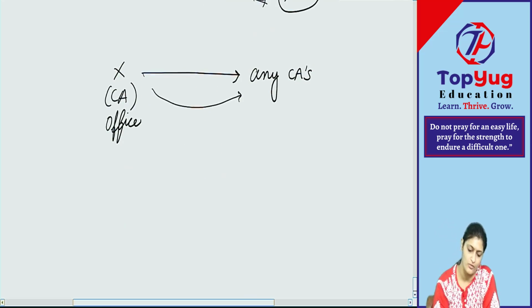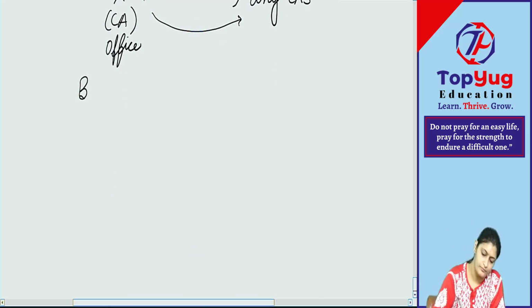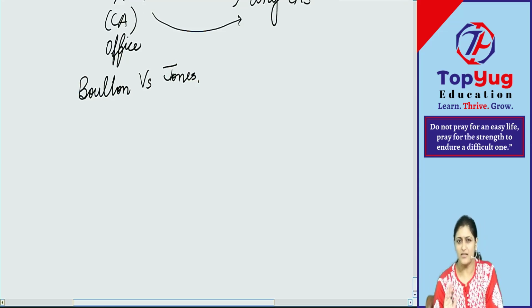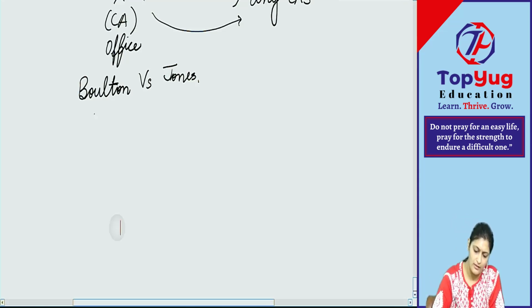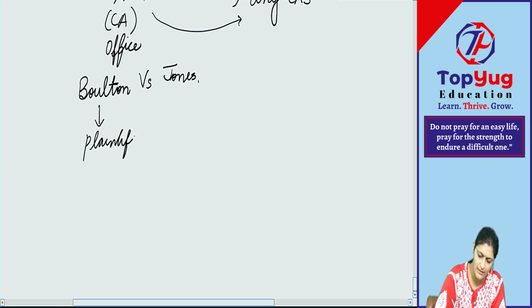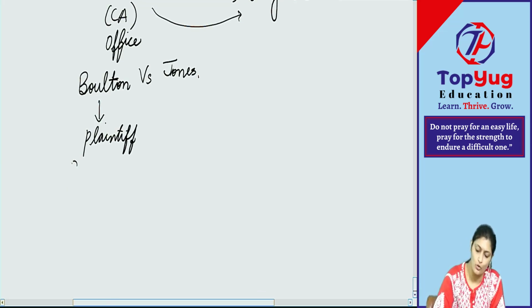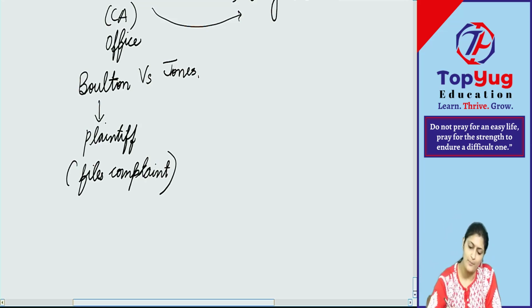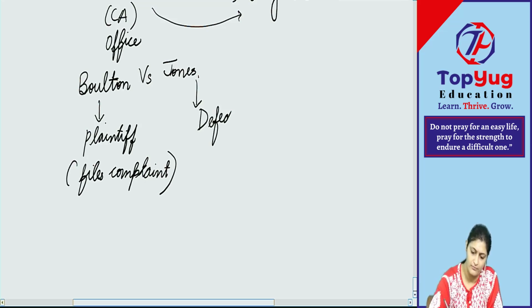Everybody, there is a case law for this also. Just we'll discuss the case law. Bolton versus Jones. See, generally I'm just telling you this for your information. Whenever there's a case law given, the first party is the plaintiff. This party is known as what? Plaintiff. Plaintiff is who? The person who files the complaint. The other person, the second person who is written second, that person is always known as defendant. Who is defendant now? Who is going to defend the case?